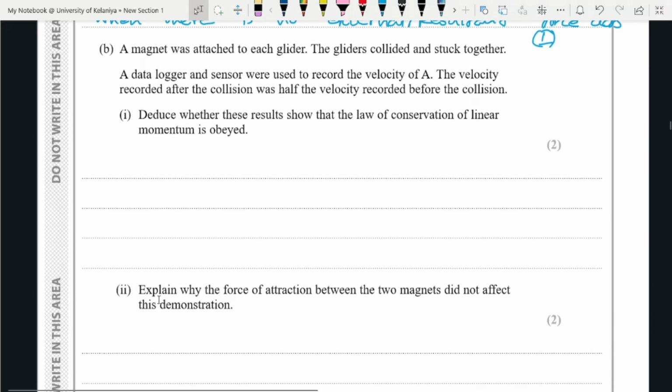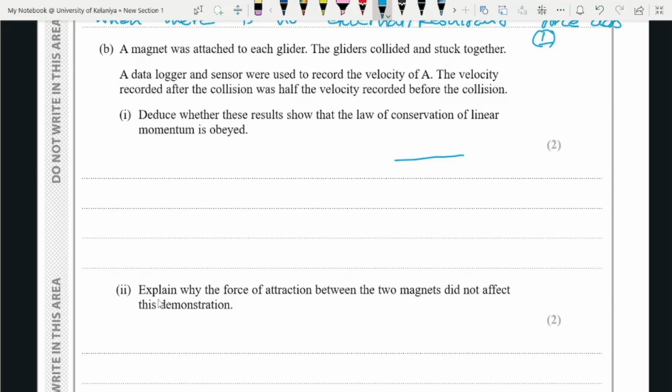In part B, a magnet was attached to each glider. The gliders collided and stuck together. A data logger sensor was used to record the velocity of A. The velocity recorded after the collision was half the velocity recorded before the collision. Deduce whether these results show that the law of conservation of linear momentum is obeyed.